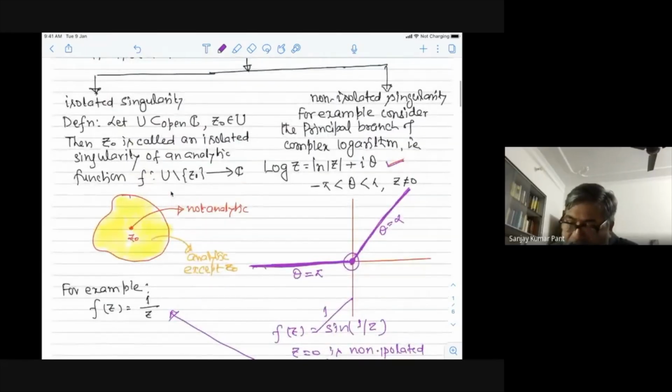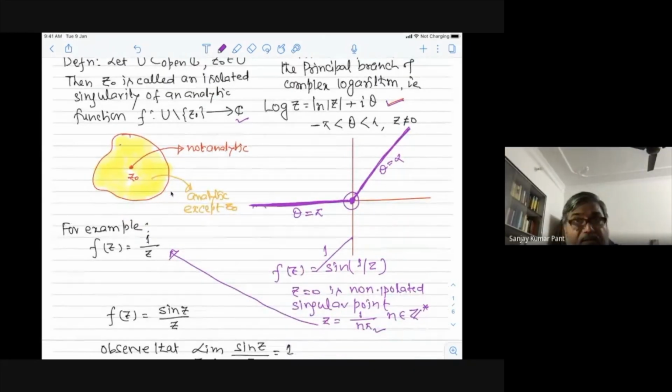Now we come to the definition of an isolated singular point, which is more important for us. If U is a punctured neighborhood, punctured at a point z0, such that the function from this punctured neighborhood to the complex plane C is analytic, then z0 is called an isolated singularity. This means at every point of this shaded region the function is analytic, but at z0 the function is non-analytic. For example, take 1 upon z. This function has only one singular point, that is z equal to 0. At every other point this function is analytic, so z equal to 0 is the only isolated singular point.